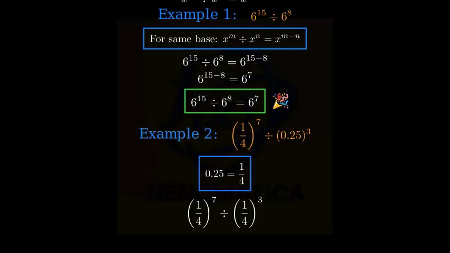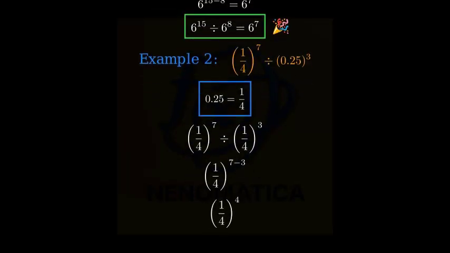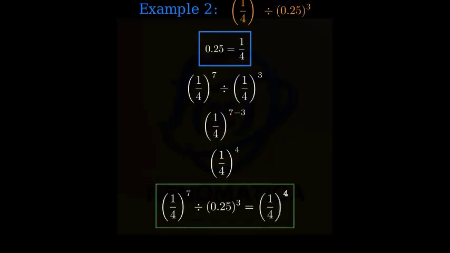Since the bases are the same, we can apply our quotient rule. We keep the base 1/4 and subtract the exponents. 7 minus 3 equals 4. So we have 1/4 raised to the power of 4. Therefore, our final answer is 1/4 raised to the power of 4.